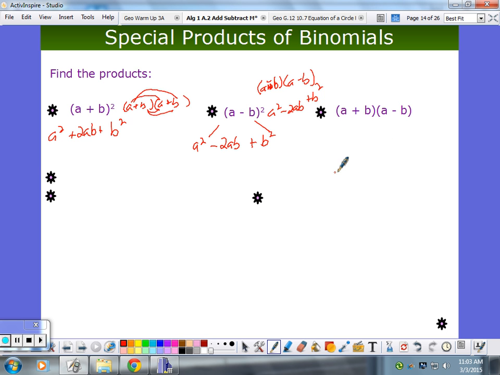This one, I want you to know the pattern. It's the same except for plus minus. What's this one? A squared minus b squared. Now you can use FOIL. You get a negative AB plus an AB. They will cancel out.